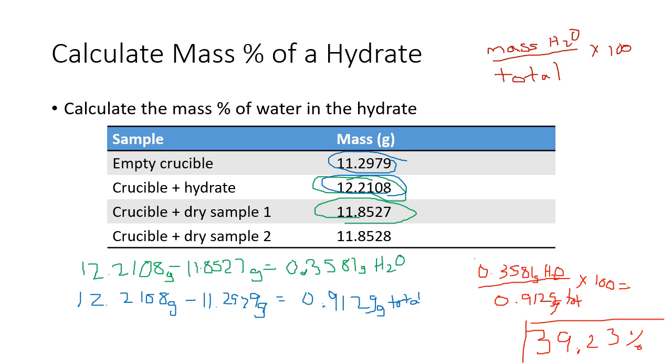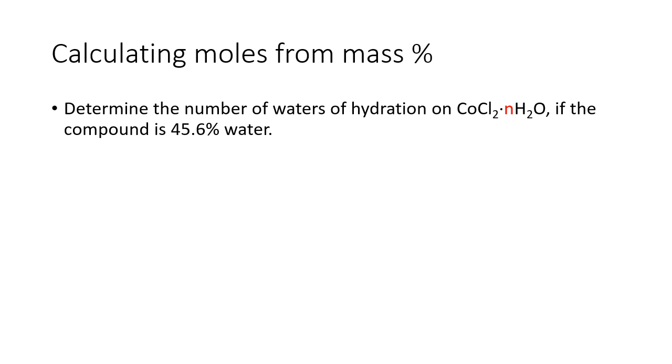But let's say we want to extend from there. Let's say we want to calculate the moles from the mass percent. So we want to determine the waters of hydration on cobalt chloride nH2O if the compound is 45.6% water. So what does waters of hydration refer to? It's how many water molecules are in the unit cell of the compound. It may also be referred to as a water of crystallization. Anyway, we need to determine the number of moles of water per cobalt-2 chloride formula unit. So we start by assuming that we have 100 grams of this hydrate in total. Why? Because we're lazy, and that's easy.